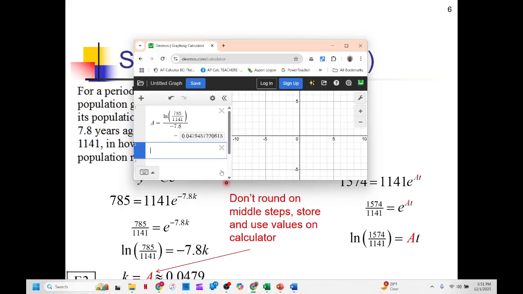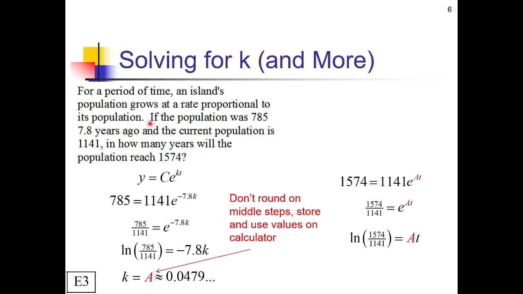So I've got fraction ln, open a parentheses, fraction, 1574 divided by 1141, all of that over, and now I can just write a, and it'll do that for me. So that comes out to about 6.710 if I take it to 3 decimals, and that is going to be in years.